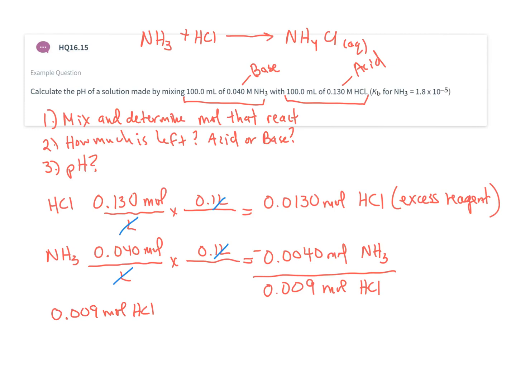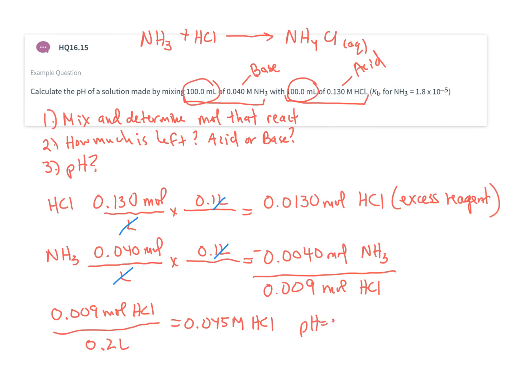The new volume, right, we need to find molarity, which is moles per liter. The new volume is 0.2 liters because I add together 100 milliliters of ammonia with 100 milliliters of HCl for a new total volume of 200 milliliters, which is 0.2 liters. So my new concentration is 0.045 molar HCl.